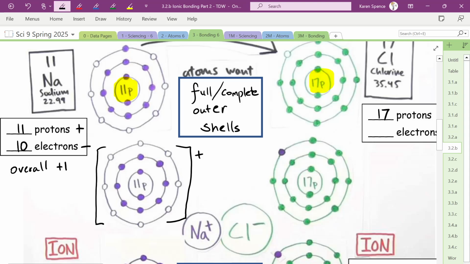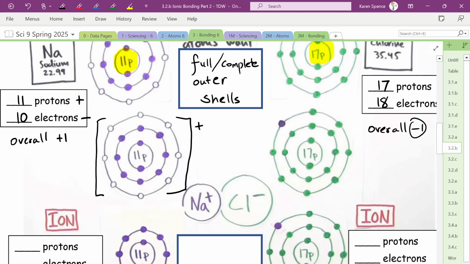And chlorine has gained an electron, so instead of having 17, it has 18 electrons. So overall, what's its charge? -1. Okay, so overall, it is -1. And so we're going to put brackets around that as well. And we'll put a negative up at the top.